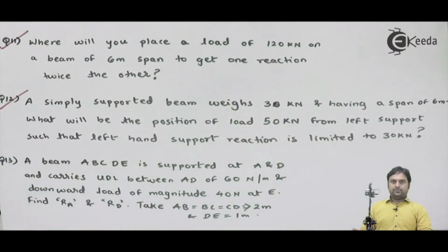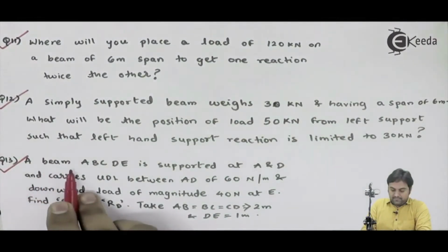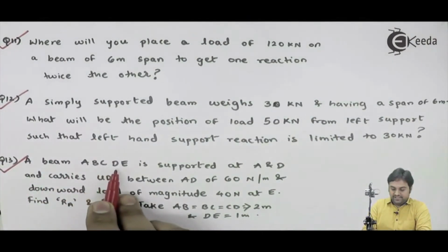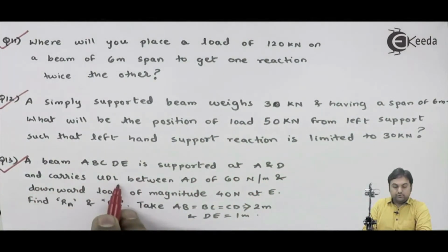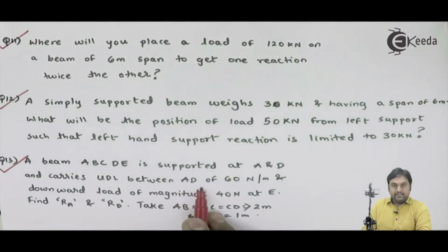Let us take question number 13. I'll read the question. A beam ABCDE is supported at A and D and carries a UDL between AD of 60 Newton per meter and a downward load of magnitude 40 Newton at E. Find RA and RD. Take AB equal to BC equal to CD equal to 2 meters and DE equal to 1 meter.